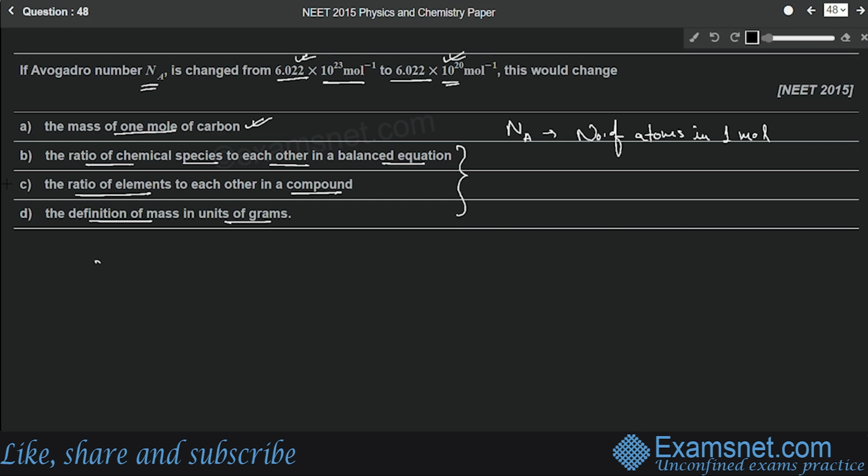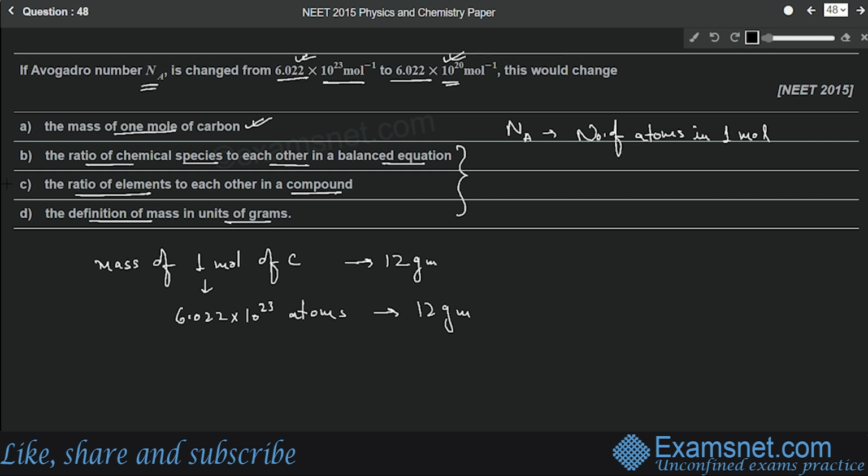So what is the mass of 1 mole of carbon? It is 12 grams, right? 1 mole of carbon means 6.022 into 10 to the power 23 atoms of carbon, so it is 12 grams. Now what will be the mass of 1 atom of carbon? It will be 12 divided by 6.022 into 10 to the power 23 grams.